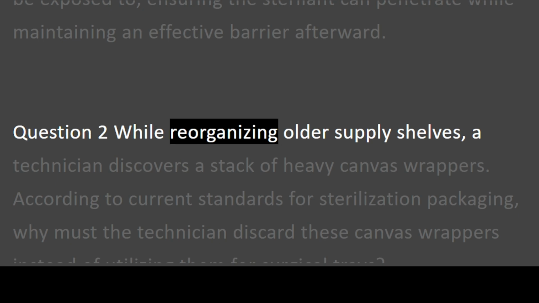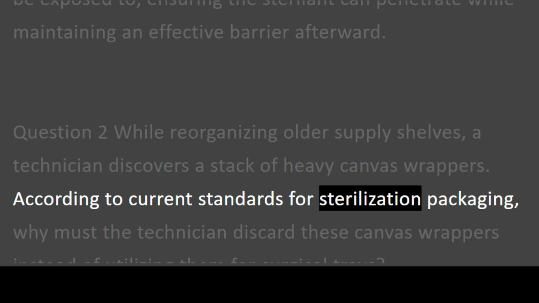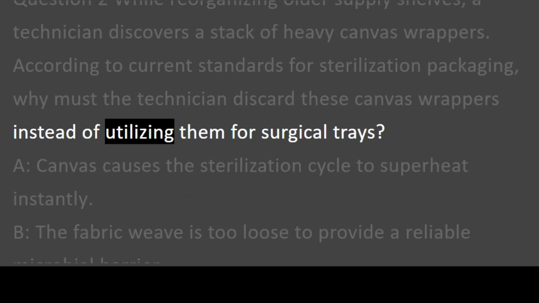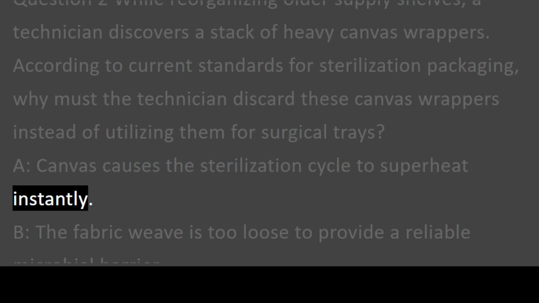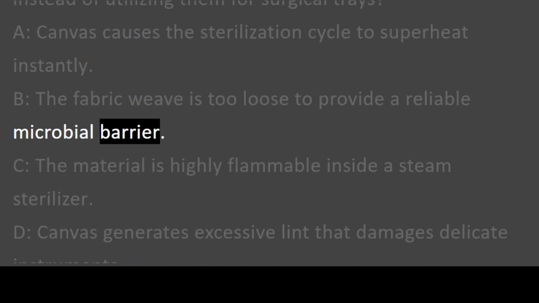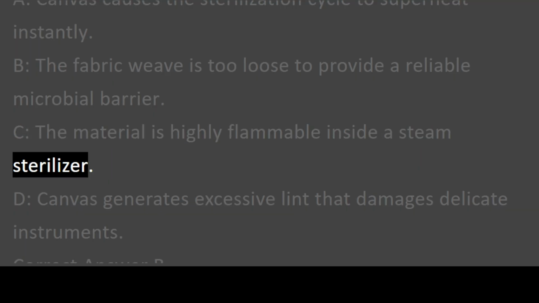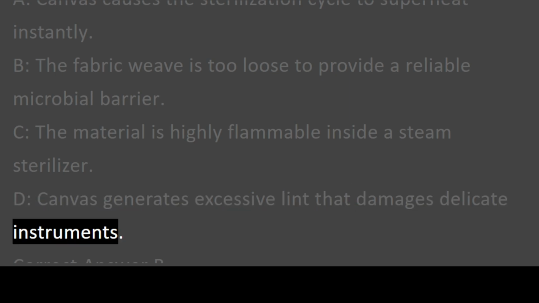Question 2. While reorganizing older supply shelves, a technician discovers a stack of heavy canvas wrappers. According to current standards for sterilization packaging, why must the technician discard these canvas wrappers instead of utilizing them for surgical trays? A. Canvas causes the sterilization cycle to superheat instantly. B. The fabric weave is too loose to provide a reliable microbial barrier. C. The material is highly flammable inside a steam sterilizer. D. Canvas generates excessive lint that damages delicate instruments.